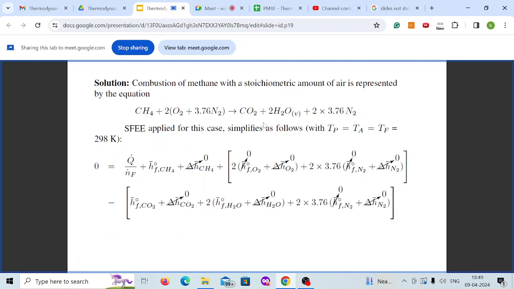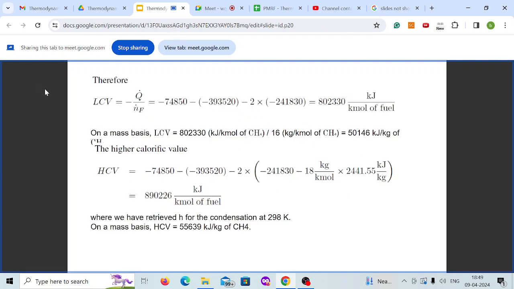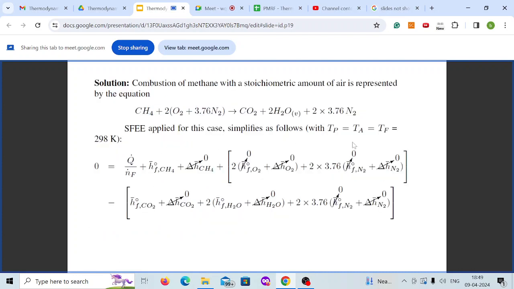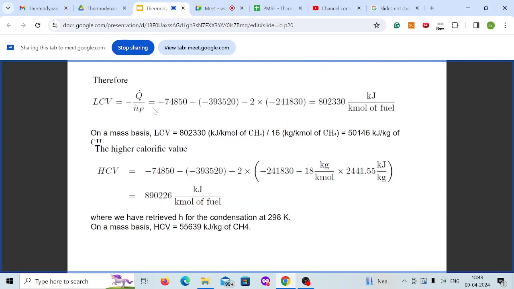First we will find the lower calorific value. This will come out to be minus Q by N dot F equals, substituting all the formation values and taking it to the other side, 802330 kilojoule per kilomole of fuel. So this is the calorific value of the fuel. If you convert this into mass basis, dividing by the molecular weight of fuel gives you 50146 kilojoule per kg of methane.